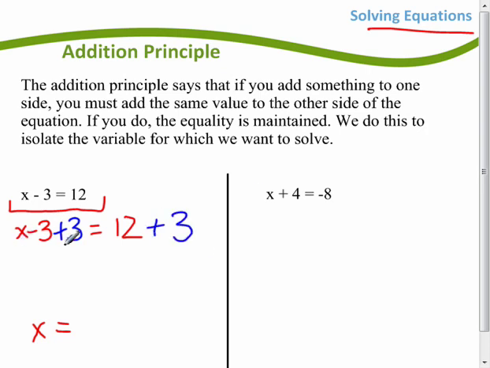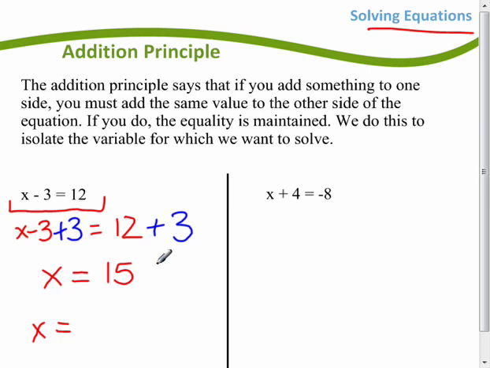So notice in red, it's the same as the original equation, and I've added 3 to both sides. That's the addition principle. If I do it to both sides, the equality of the equation remains. So now, to solve the equation, a negative 3 plus 3 is equal to 0. That's why I added 3, so I could get rid of that. So on the left side, I only have x. Now on the right side, 12 plus 3 is 15.